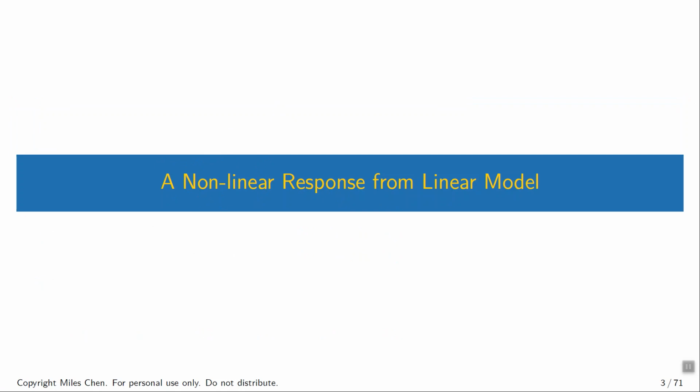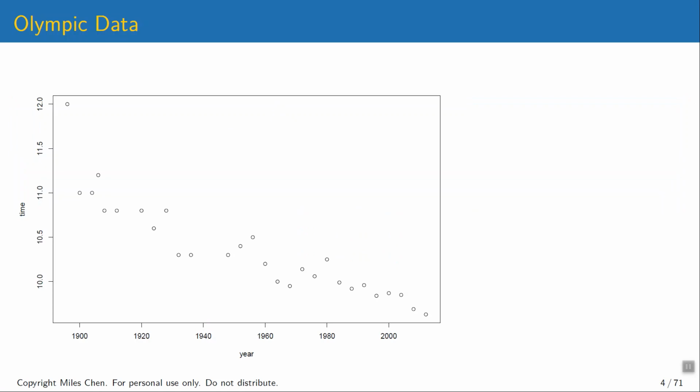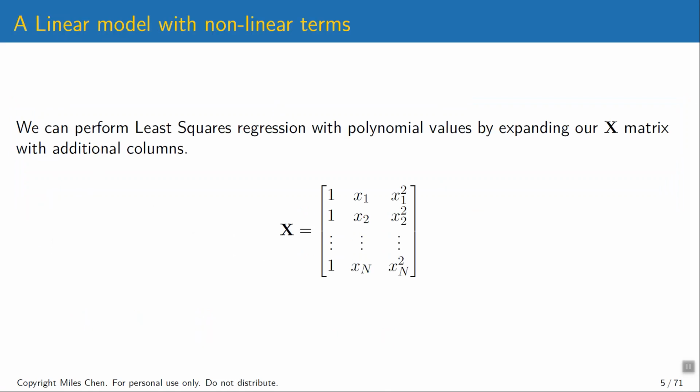So a linear model just means that we are combining terms in a linear fashion, you know, W1 times this variable, W2 times this variable, W3 times another variable, that's what we'll do. We'll take a look at the Olympic 100-meter race time data once again, okay? And this is what it looks like.